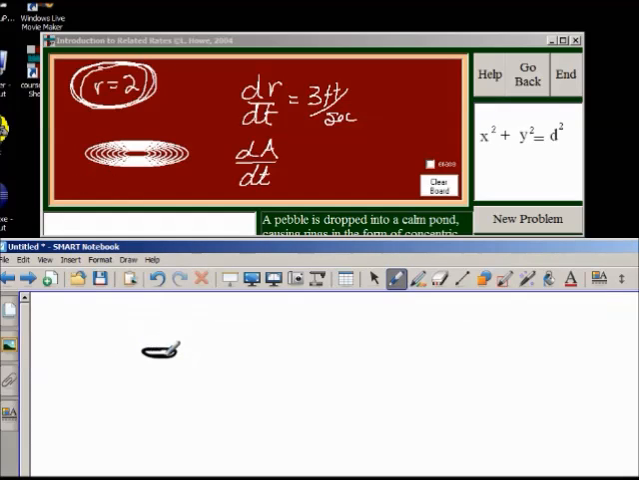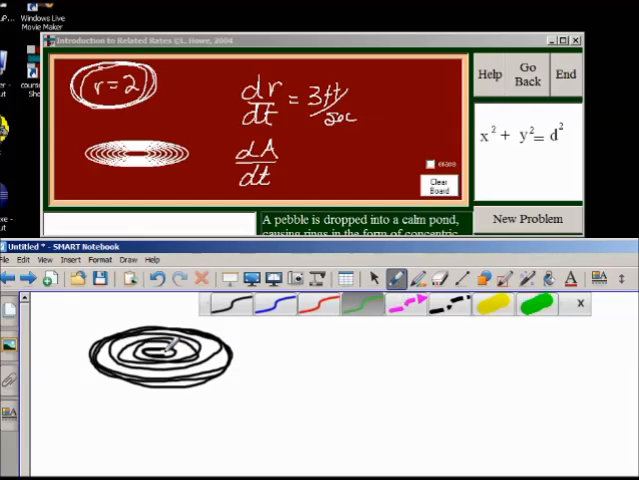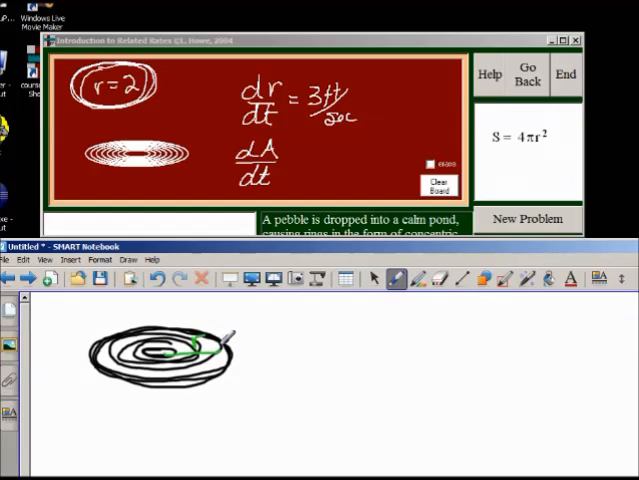We have this ripple effect, and the water is being disturbed in the pond, and we have a radius of the disturbed area, and we have an area. So out of our vast mathematical knowledge, do we know how the radius and the area are related? Well, the area of a circle is pi r squared. I hope you all remember that.